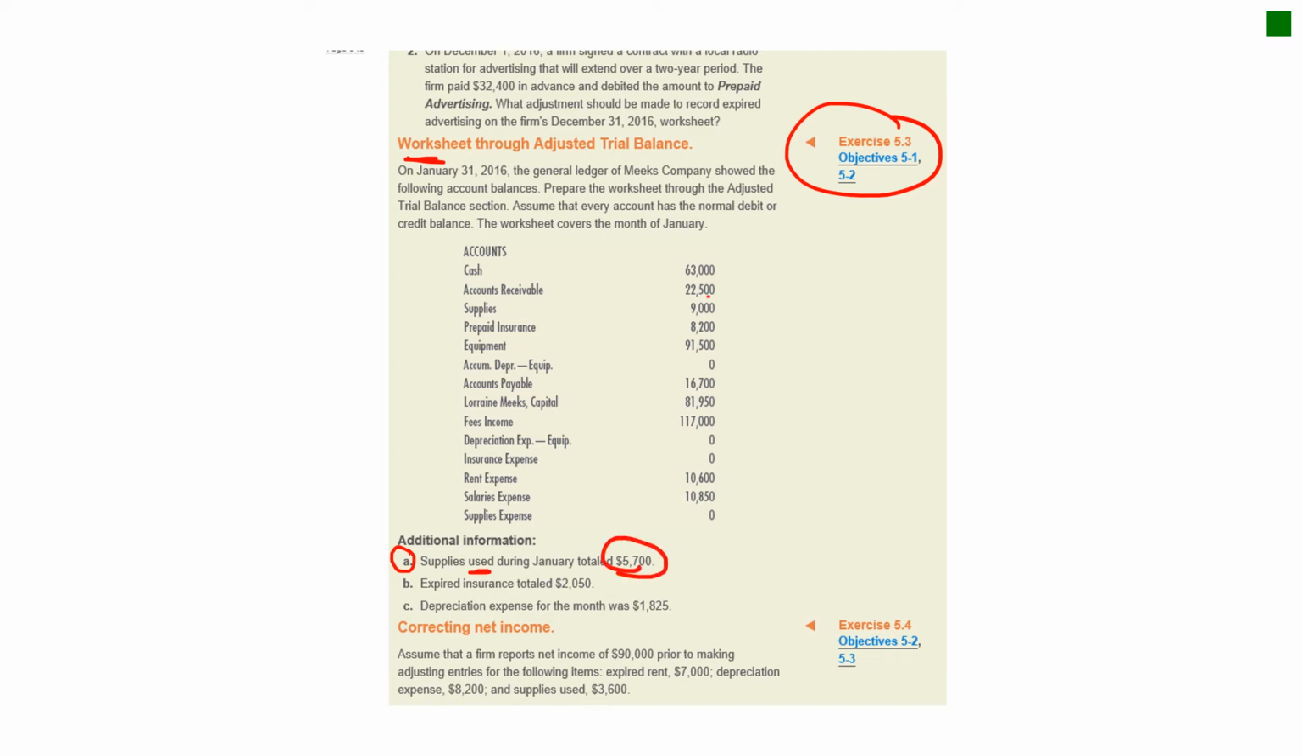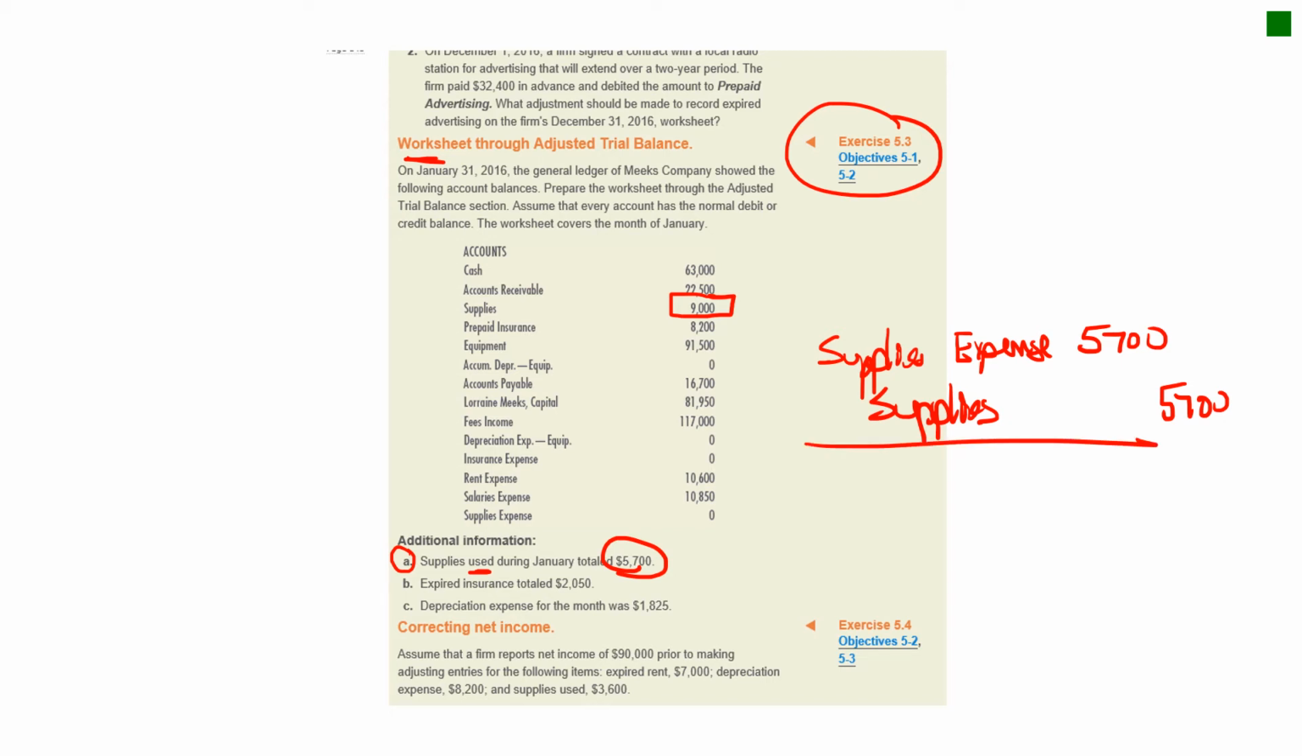Well, the balance in the ledger would show 9,000, but they're basically telling you this is what they used. So your adjusting entry would simply be supplies expense debit 5,700, and you'd credit the supplies account for 5,700. So again, there's not a lot to do in this problem, but I want to make sure you recognize that is what the adjusting entry would look like for supplies.